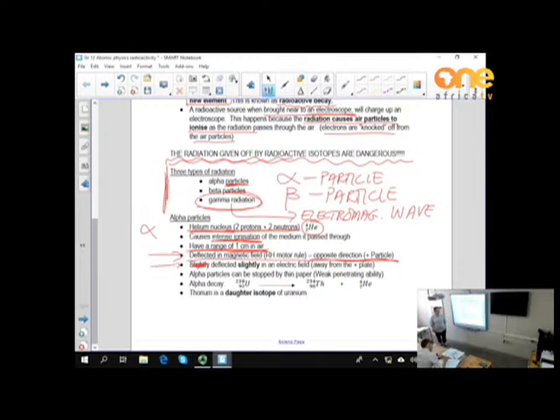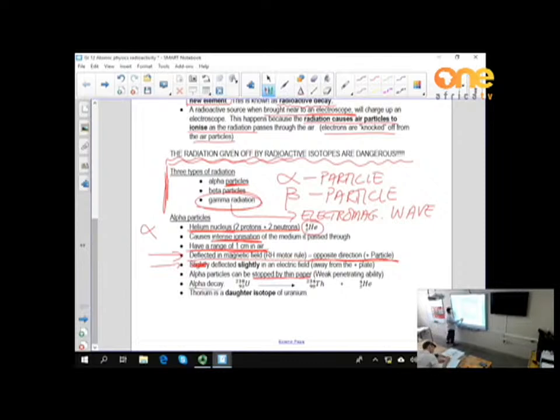Alpha particles can only move a centimeter or so through air, and it's very easily stopped by thin sheets of paper. It cannot penetrate a sheet of paper. Alright. So if you are wearing a shirt or even your skin, it can't really penetrate that. It does not have a high penetrating ability because it's a relatively large particle. A smaller particle would have a higher penetrating ability.